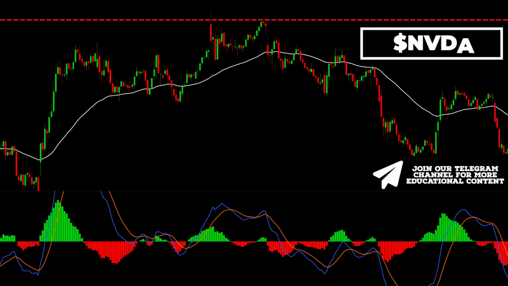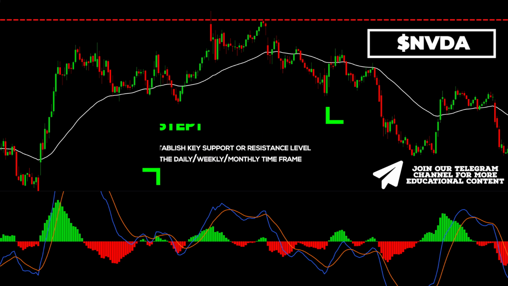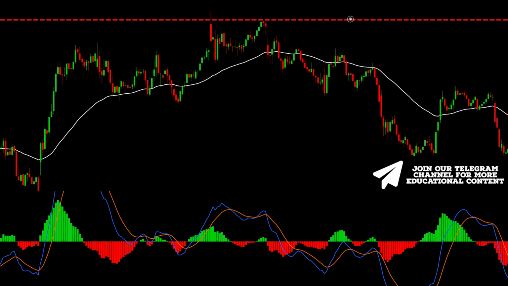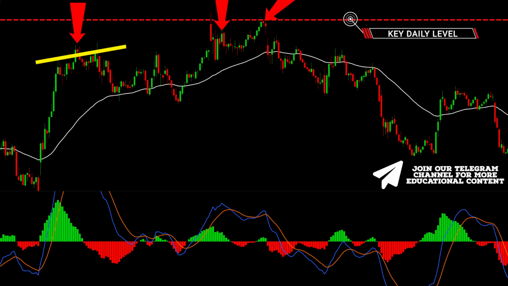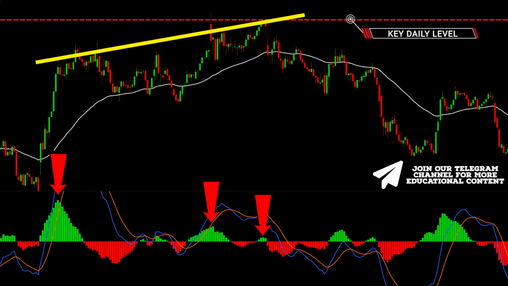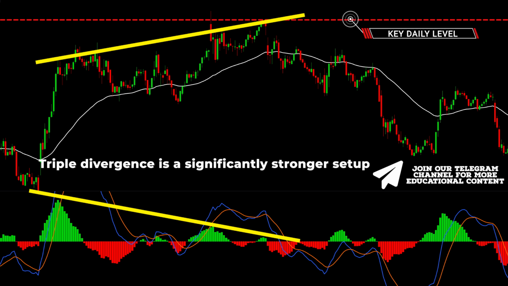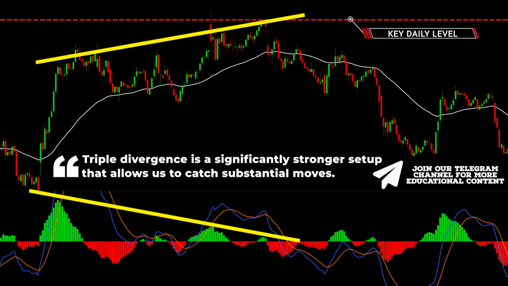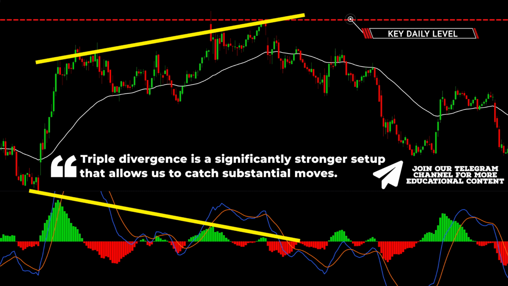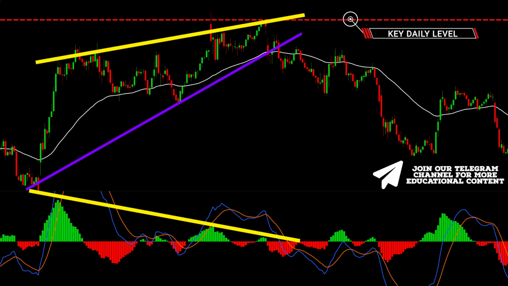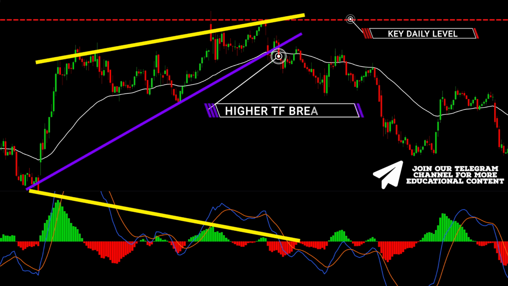So, here's NVDA stock, and our first step is to establish a key support or resistance level on the daily, or weekly, or monthly time frame. We have already set a key daily resistance right here. Next, we should wait for the price action to form 3 consecutive higher highs right at key effective resistance, while MACD should form 3 consecutive lower highs. Triple divergence is a significantly stronger setup that allows us to catch substantial moves. So, all other steps remain unchanged. We draw a trend line and wait for a breakout of it, which occurs right here.